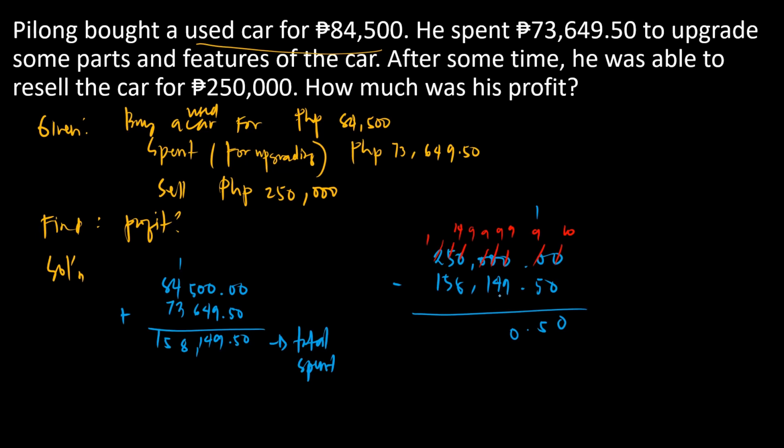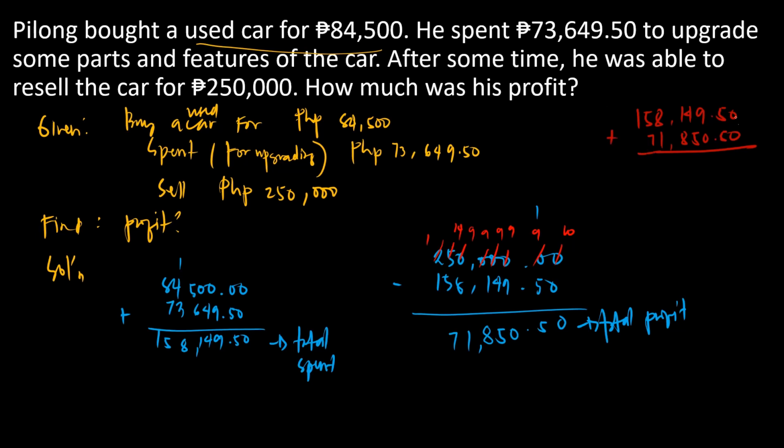9 minus 4 is 5. 9 minus 1 is 8. 9 minus 8 is 1. 14 minus 5 is 7. So 1 minus 1 is 0. Okay, so the total profit, or what Pilong earned, is 7,850.50. So this is the total profit of Pilong. Okay, now to know if our answer is right, we have to add 158,149.50 to 71,850.50. What should come out, class, is 250,000.